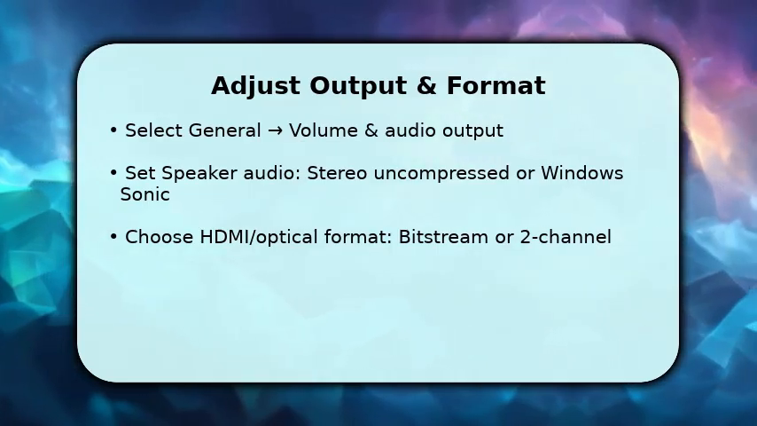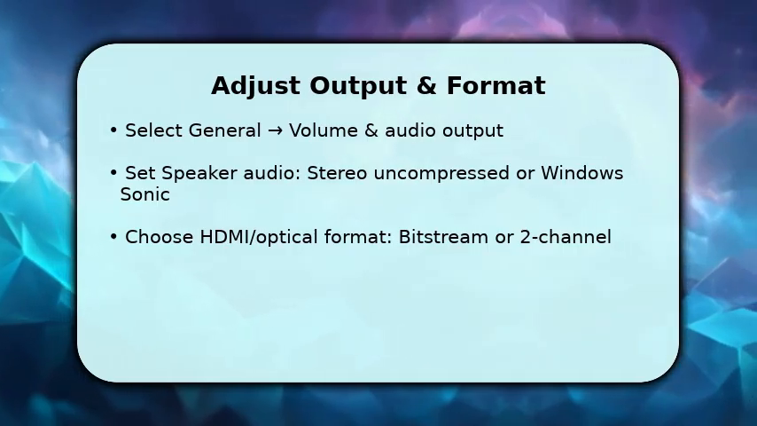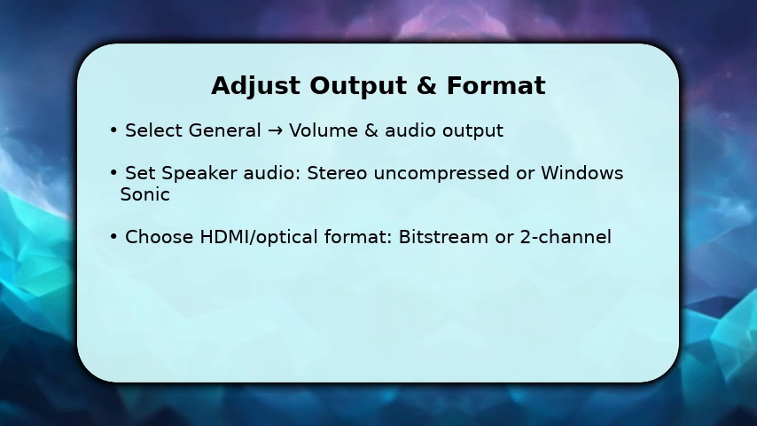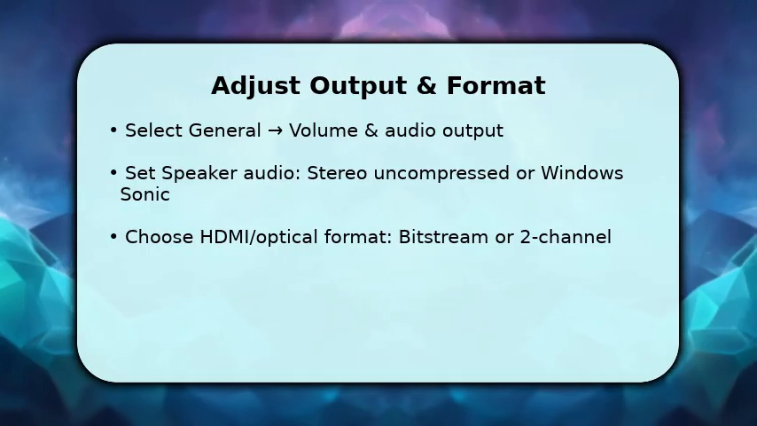Use Bitstream if your receiver decodes Dolby or 2-channel uncompressed for basic stereo. You do this because format mismatches cause silence or poor quality. Matching source and sync ensures proper decoding and full frequency range.